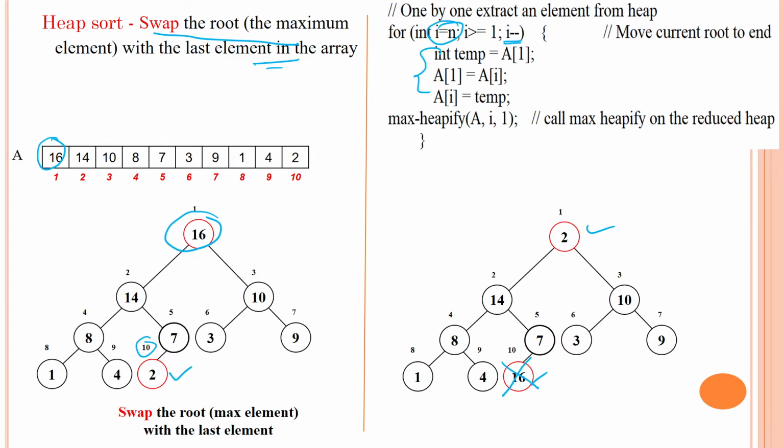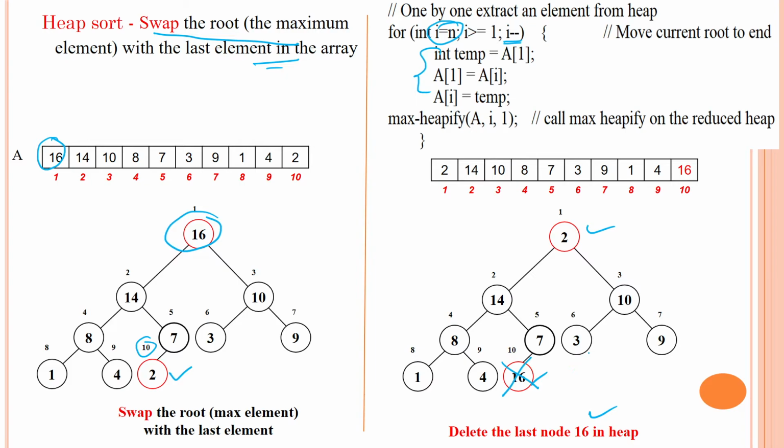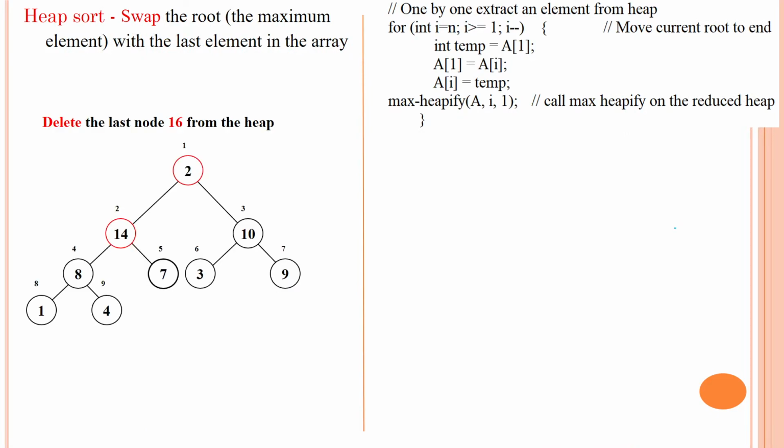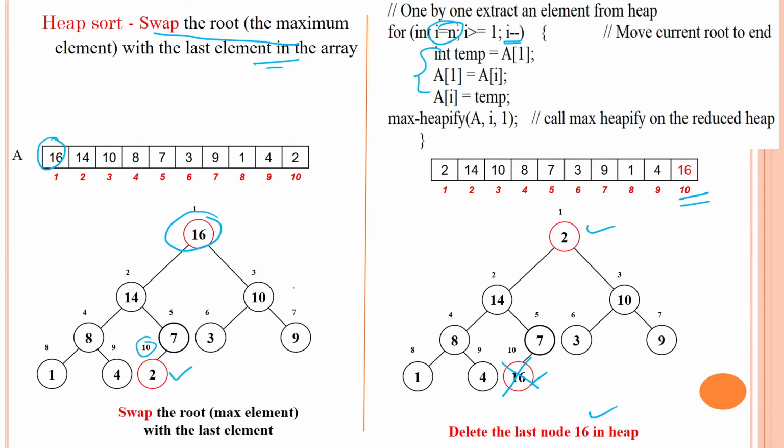After deletion, this will be stored in the array, temporary array. So delete the last node 16 from the heap and store in the index number 10. Okay, so once it is deleted from the 10, now this is the tree. After deletion, this is the tree. Then now we have to apply the max heap.